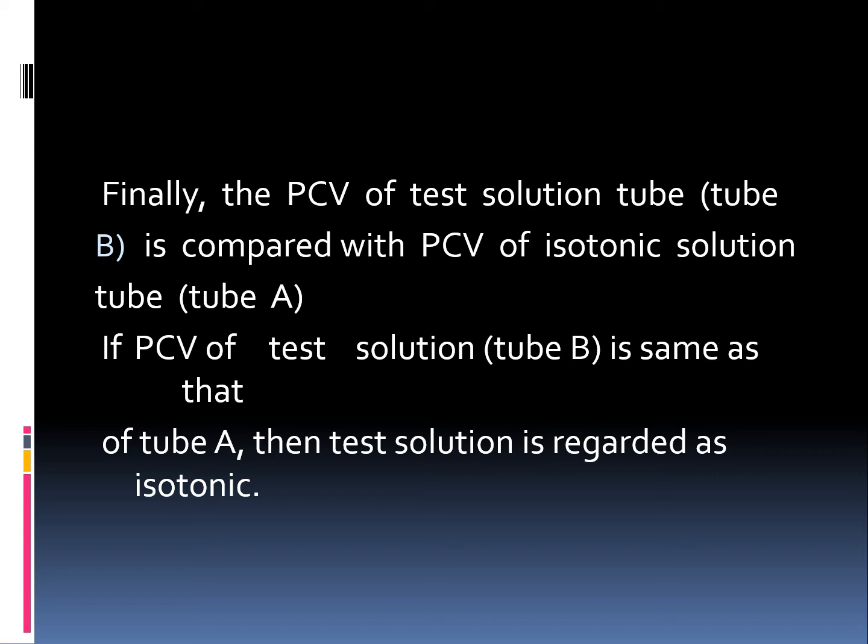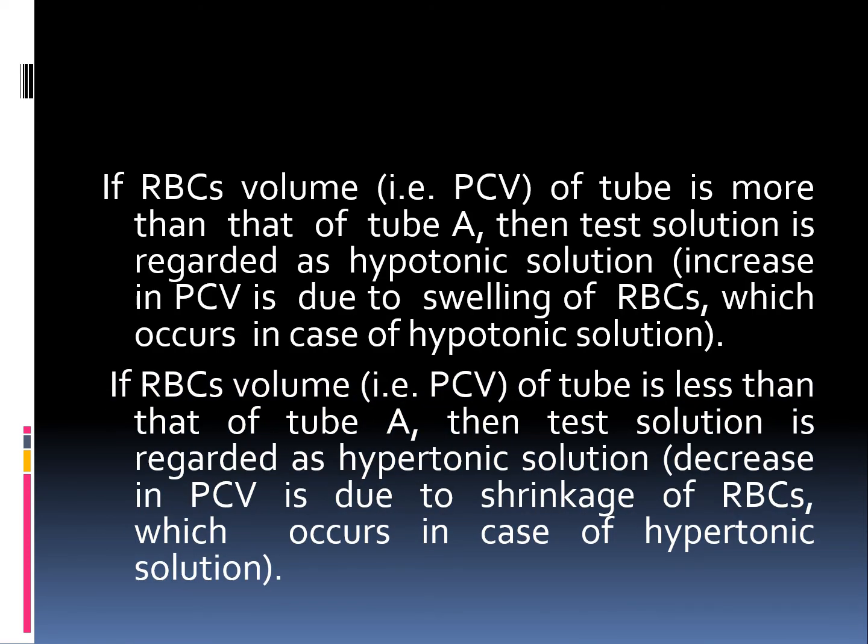Because in tube A we have kept RBC plus isotonic solution. So if the packed cell volume in tubes B as well as A is the same, then our solution is also isotonic. But if the packed cell volume of tube B is more than that of tube A, then the test solution is regarded as hypotonic. Now why is the volume higher? Because of the swelling of RBCs. It means that RBCs have imbibed water from the solution. So this implies that the solution is hypotonic.